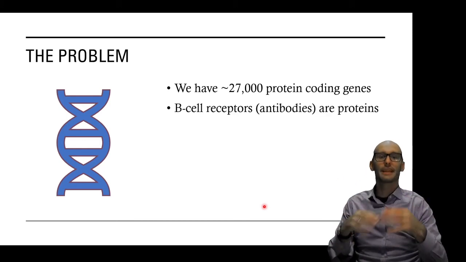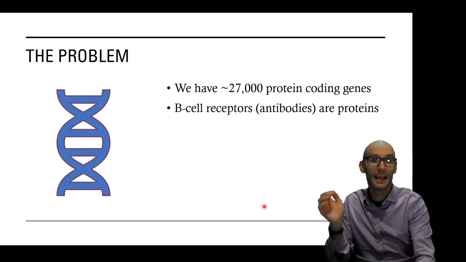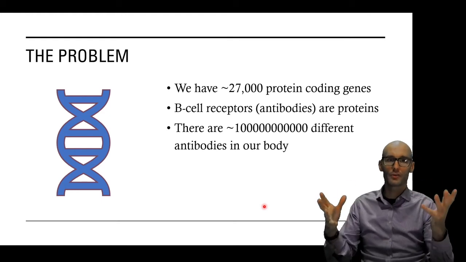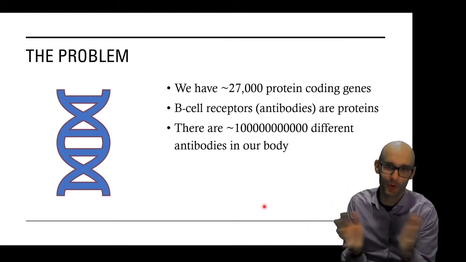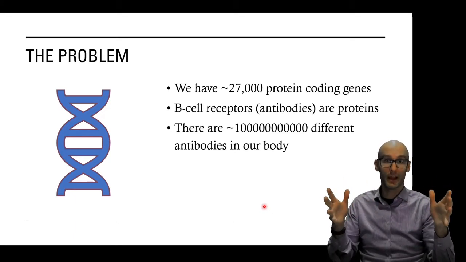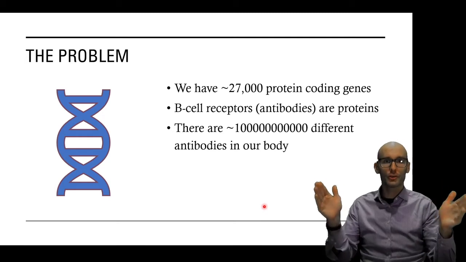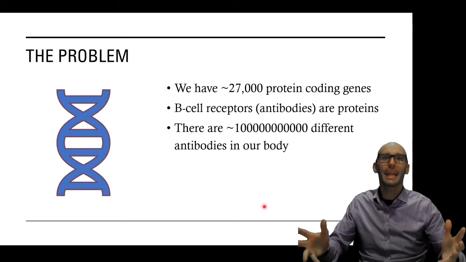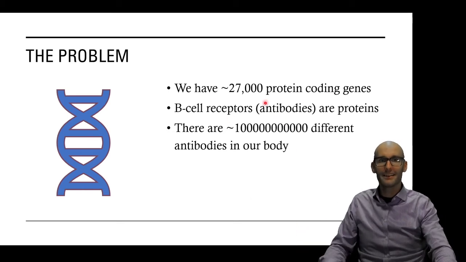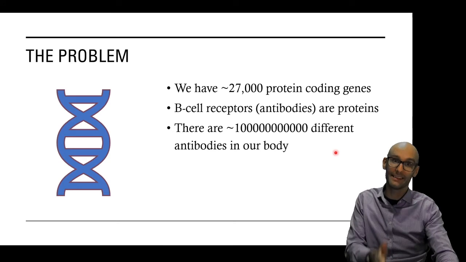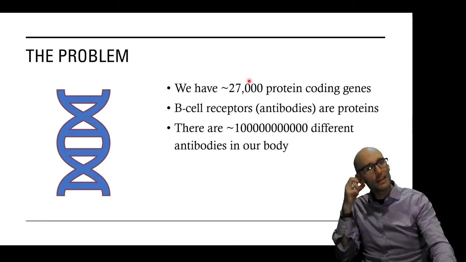But B cell receptors, antibodies, are proteins, right? And there are roughly 10 to the power of 11 or 10 to the power of 12. There are a hecton for sure of different antibodies in your body, right? So these antibodies have different amino acid sequences, and that amino acid sequence should be described by a different nucleotide sequence, so a different gene, right? So how is it that we have so many different antibodies that are proteins that should be coded by a different sequence of DNA and thus a different gene, but we only have 27,000 genes?